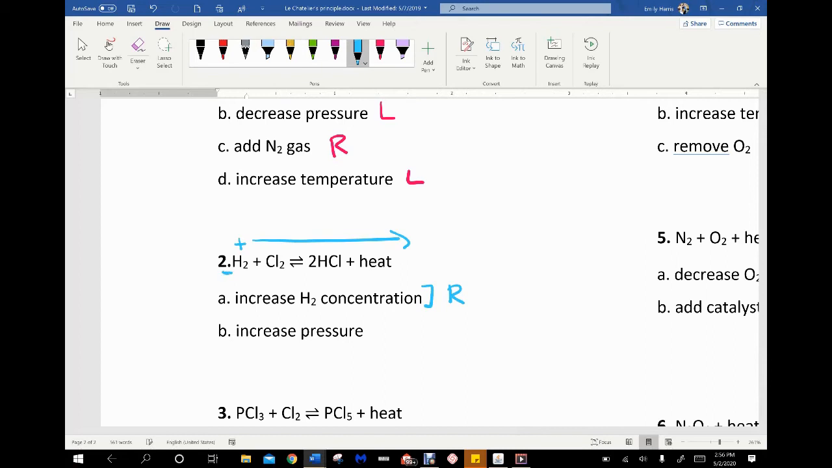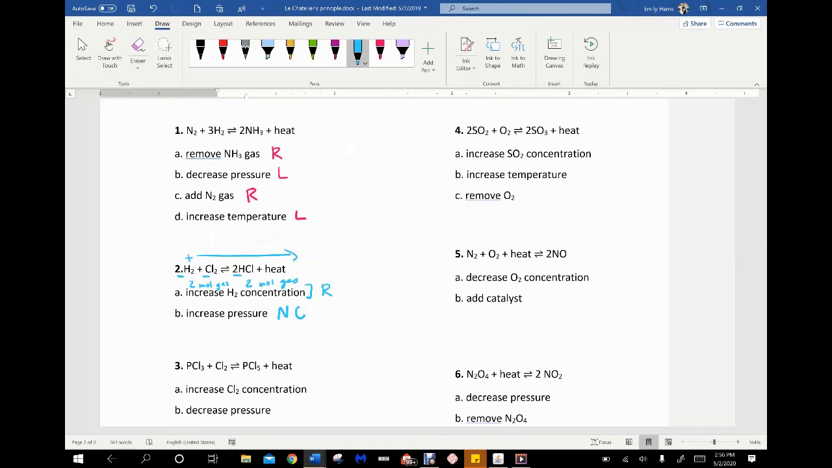So let's count our gas molecules. On the left here, we have 2 moles of gas, 1 mole of hydrogen plus 1 mole of chlorine. And on the right, we also have 2 moles of gas. So what this means is that if both sides are equal in the amount of gas, increasing the pressure will not shift left or right. There will just be no change because both sides will be affected by pressure in the same way.